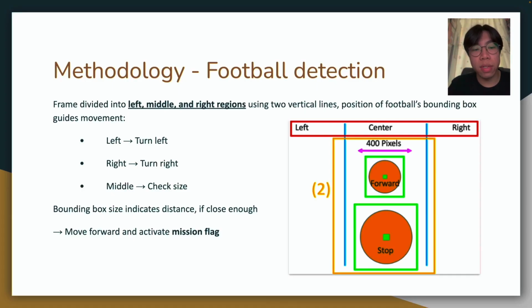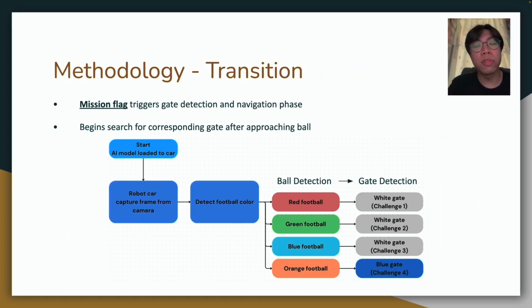And when the robot is moving towards the ball, the bounding box size will become larger and larger. When the size becomes larger than the threshold, the robot stops moving towards the ball, because this means that the ball is already very close, or the robot has already obtained the ball. Then it will activate a mission flag, and according to different challenges, we will enter different logic loops.